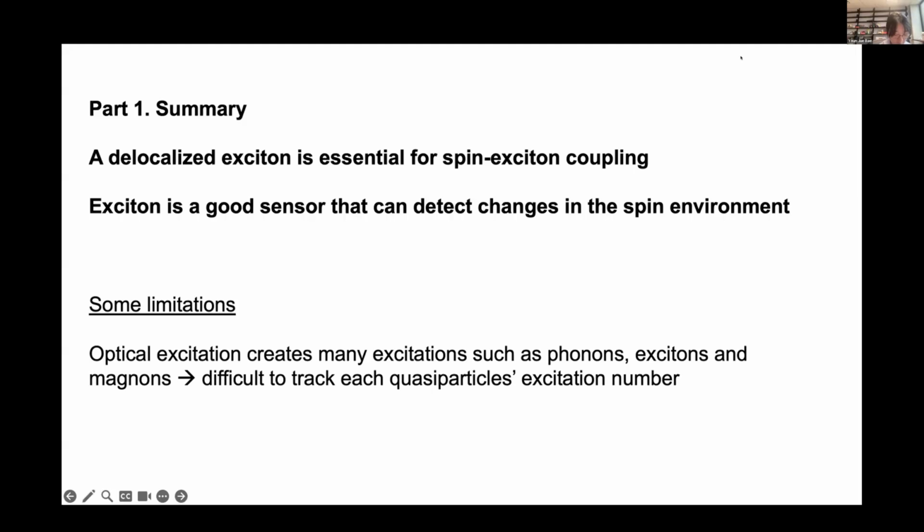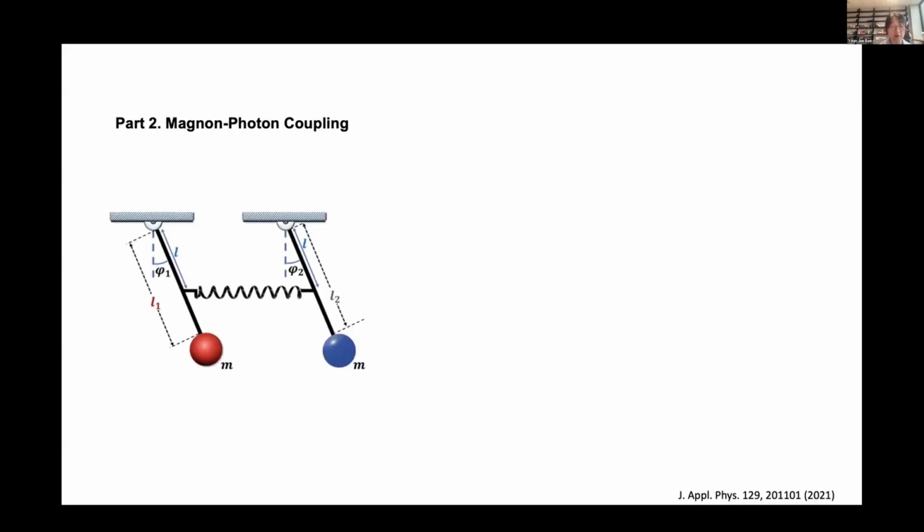So we wanted to mostly see the Magnon-Exciton coupling themselves, but when we use optical excitation, it would create phonons, excitons, and magnons all at once, and so it's difficult to track the quasi-particle numbers. We wanted to really push the limit of the exciton sensing method, and optical excitation was limiting. So to bypass that, I started thinking about coupling the magnons to microwave photons. Then we should be able to easily control the number of magnons generated in the system using the microwave power.